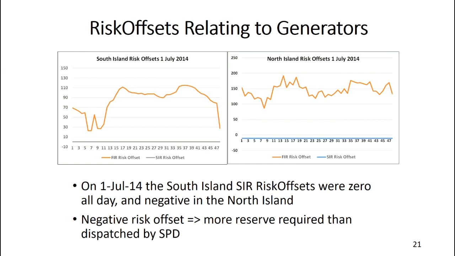So just to sum up here, FIR risk offsets are normally positive, which means that SPD is dispatching less FIR than it would otherwise. SIR risk offsets are typically zero. Occasionally, they also go slightly negative.